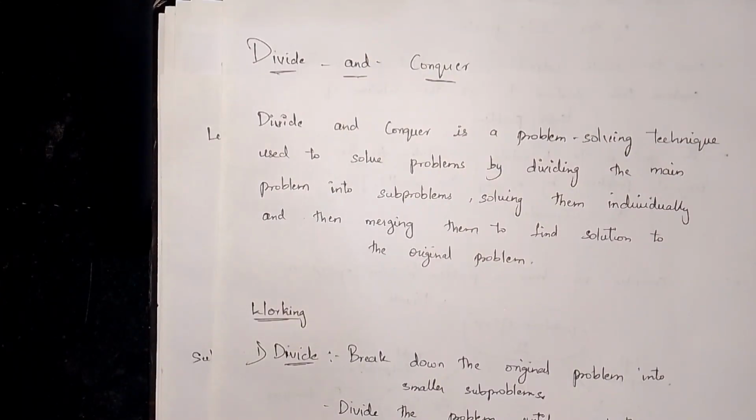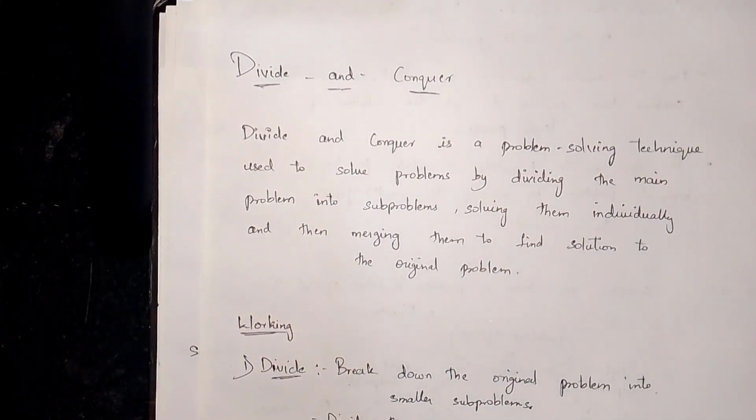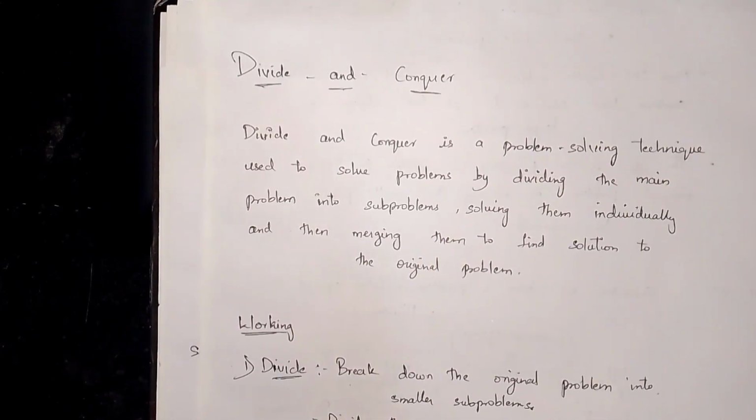Today in this video we are going to discuss the divide and conquer topic. Divide and conquer is a problem solving technique which is used to solve a problem by dividing the main problem into sub-problems, then solving those sub-problems individually and merging the solutions of those sub-problems to get the solution to our original problem. Basically, in this technique, we have to divide the original problem into sub-problems, solve those sub-problems, and then merge the solutions of the sub-problems to get the solution of the original problem.